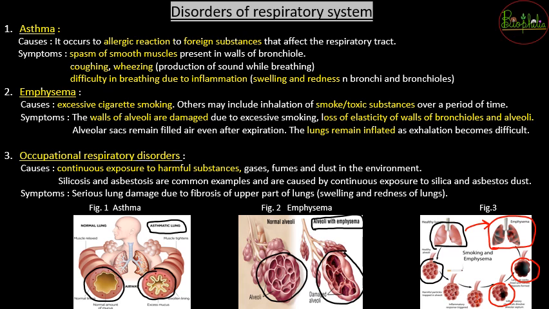अब यहाँ पे very important two conditions आते हैं, that is silicosis and asbestosis. Silicosis जो होता है that is because of continuous exposure to silica, और अगर asbestosis की बात हो रही है then it is because of asbestos dust, right? Symptoms में क्या होता है? Symptoms में होता है first severe lung damage, severe lung damage or fibrosis of the upper lungs. Okay, and this severe lung damage is nothing but swelling and redness of lungs.